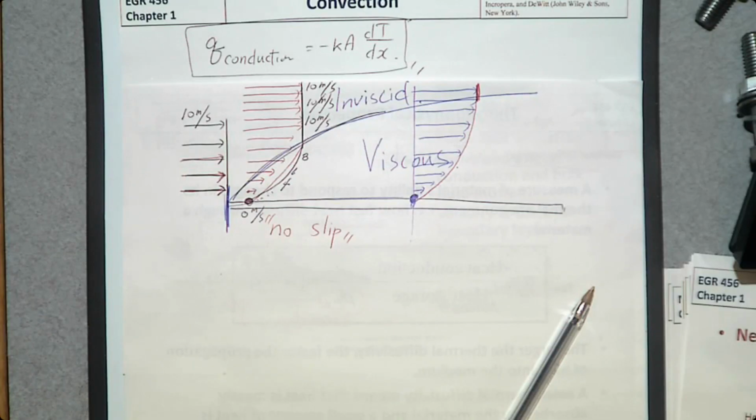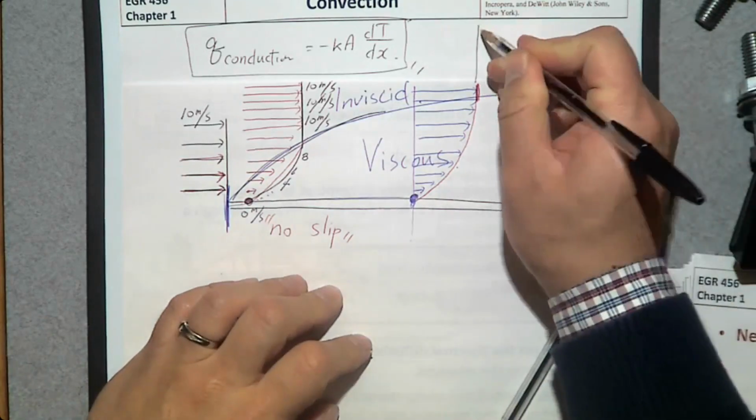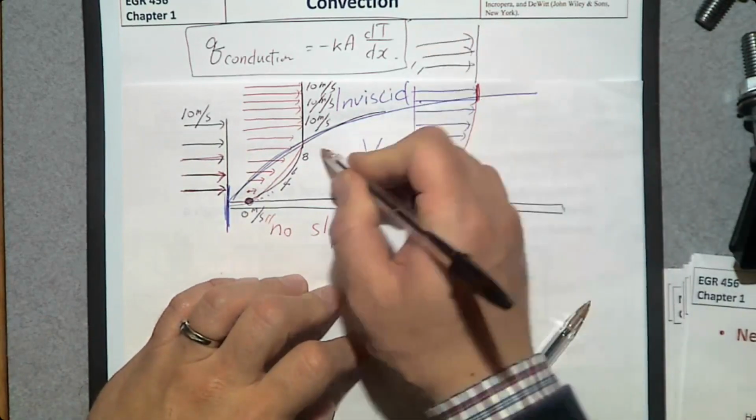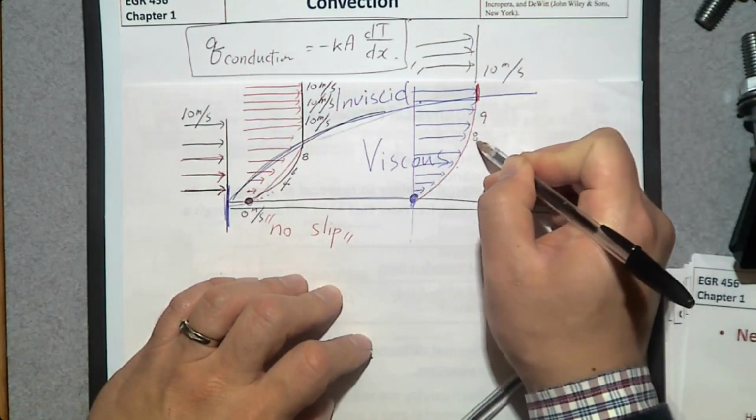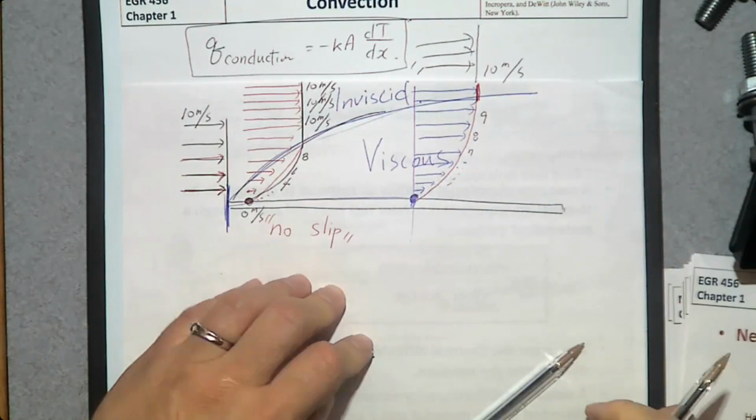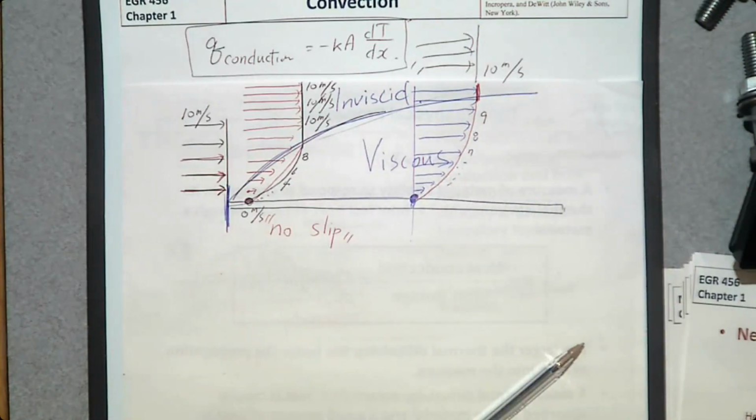Similar here, we have a uniform velocity outside this boundary layer, 10 meters per second, but inside 9, 8, 7, etc. So that's what happens in fluid mechanics.